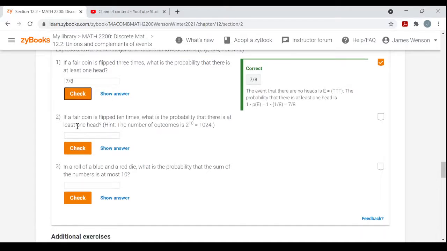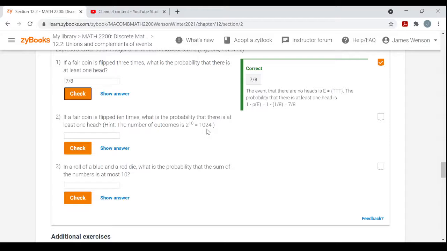Right, here, if a fair coin is flipped 10 times, what is the probability that there is at least one head? So again, I wouldn't want to list these out because if there are 10 flips, there's 1,024 outcomes. I'm not going to write those down.